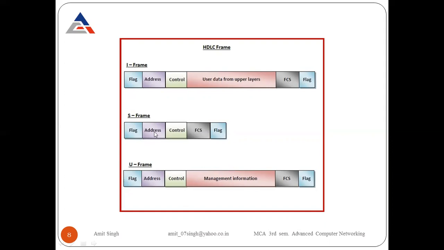Address means the receiver's address, control information is there, then error detection is there. No user data is in the case of supervisory frame. Then the third is unnumbered. It starts from flag, it ends on flag.